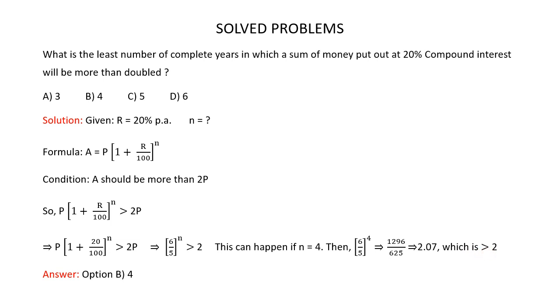So now we know that n is equal to 4. That is, time is 4 years, so that sum of money will be more than doubled. So the least number of complete years in which a sum of money will be more than doubled is 4 years. The correct answer is option B, 4.